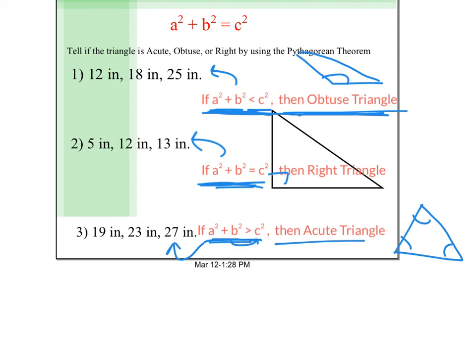Use this page if you need. Or if you remember it, great, but you'll be able to tell which type of triangles that you have. Any questions, email or Zoom me.